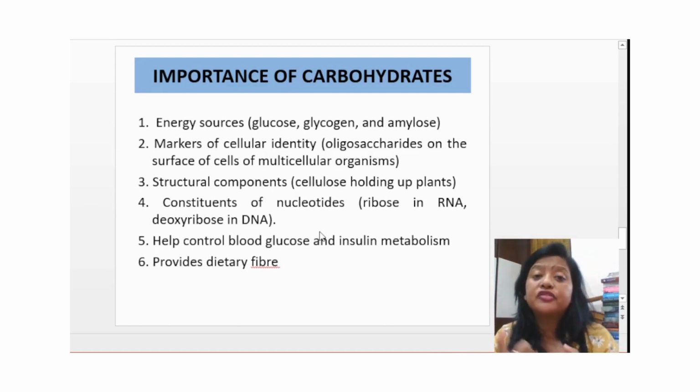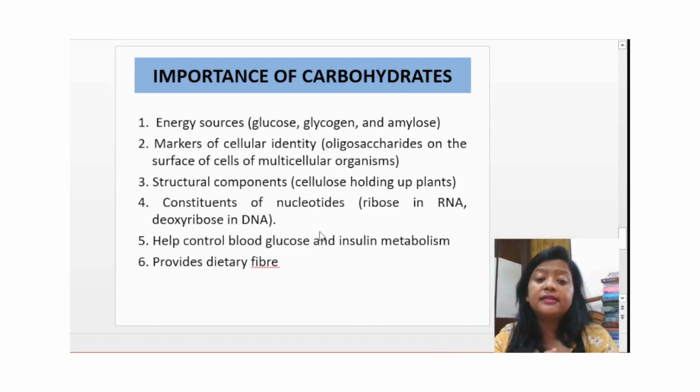Also structural components. I already told you cellulose and chitin. They form the structural part. Constituents of nucleotides: ribose in RNA. We say ribonucleic acid because it contains ribose sugar. Then in DNA we call it deoxyribonucleic acid, so it contains deoxyribose. So these carbohydrates form the constituents of nucleotides.